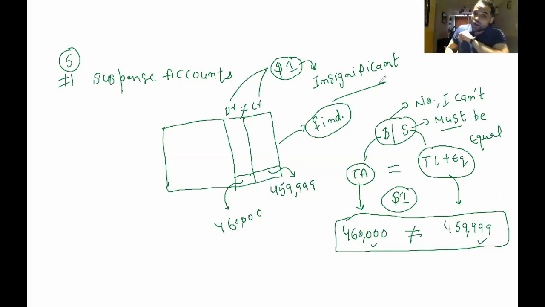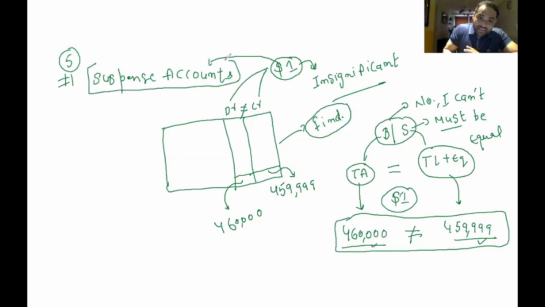So we cannot leave our financial statement in this state, because it gives a very bad impression to shareholders that your accounting department or accounting system is very poor. That's why you are making a very small difference. So in order to give a positive impression to shareholders, this $1 we will write down in a suspense account. That's why the name is suspense.